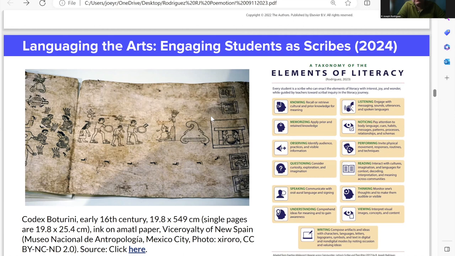And I created what I'm calling a scribal taxonomy of the elements of literacy. It begins with the letter K and the belief that every student is a scribe who can enact the elements of literacy with interest, joy, love, and wonder, while guided by teachers towards scribal inquiry in the literacy journey. Some of these elements include knowing, listening, memorizing, noticing, observing, performing, questioning, reading, speaking, thinking, understanding, viewing, and writing. On the left is an example of a scribe, a tlacuilo, in Aztec society in Mexico. And this is from the 1500s.